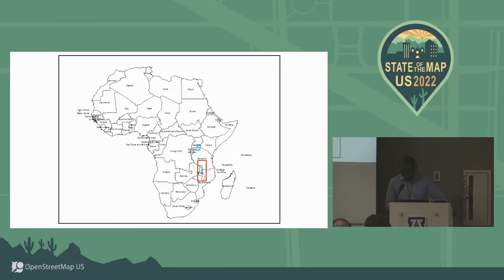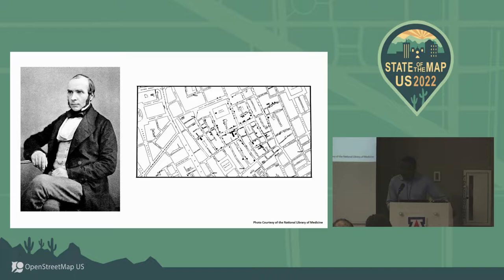And a few years ago, particularly in 2017, I was at the US Embassy in Malawi, and there was this guy who was talking about maps. He talked about someone by the name of Dr. John Snow, and he talked about a time in the 1800s when London was affected by an outbreak of cholera.